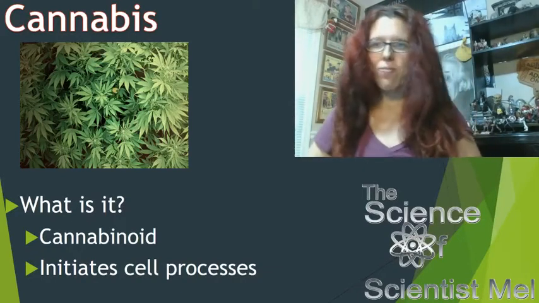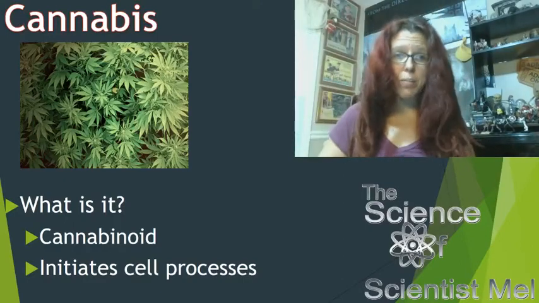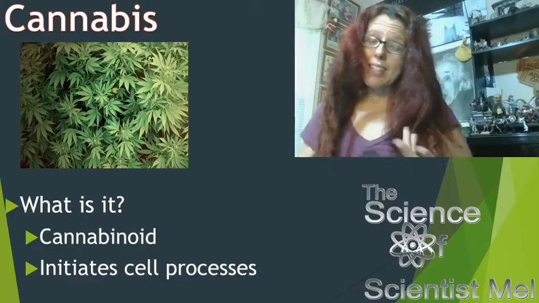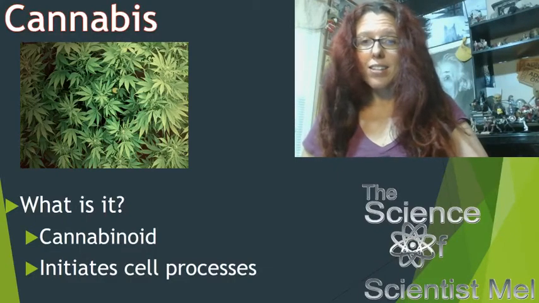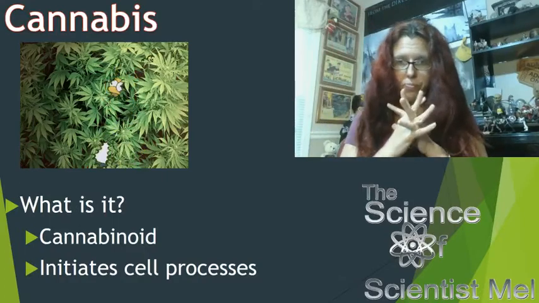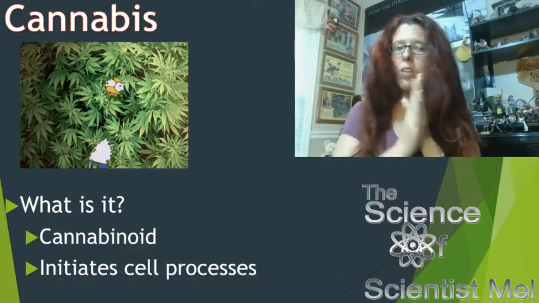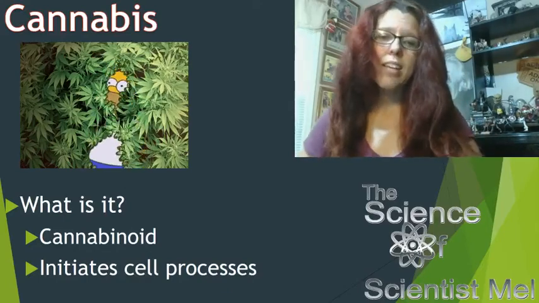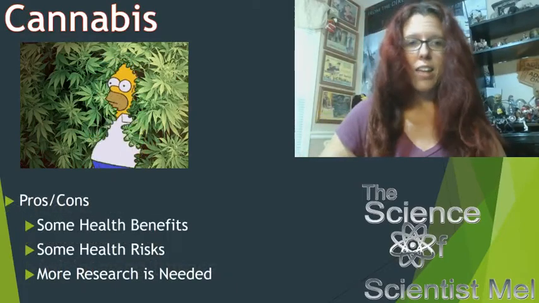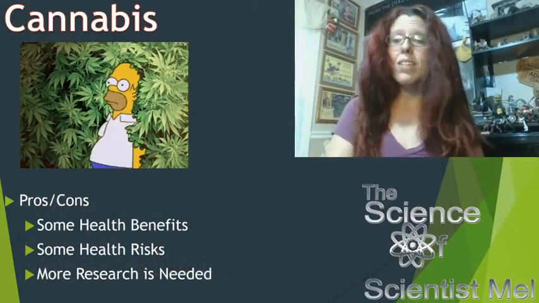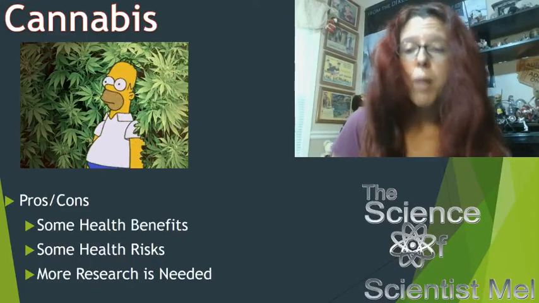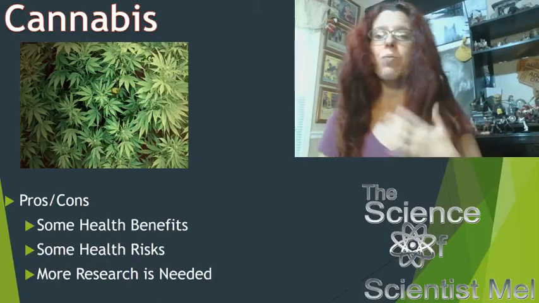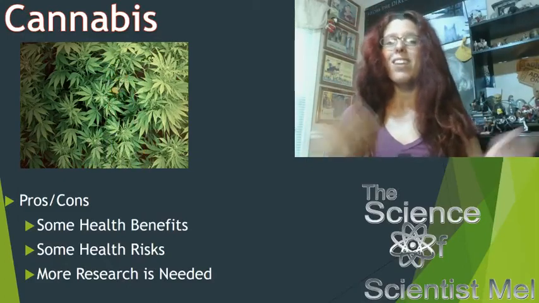Anyway, to finish up, cannabis overall, what is it? Well, it's a cannabinoid, and it initiates cellular processes. And these particular cannabinoids attach to receptors, and these receptors fire off and initiate these various cellular processes. There are pros and cons. There are some health benefits and also some health risks, but more research is needed in order to achieve what we need in regards to those big massive holes that we have in research.